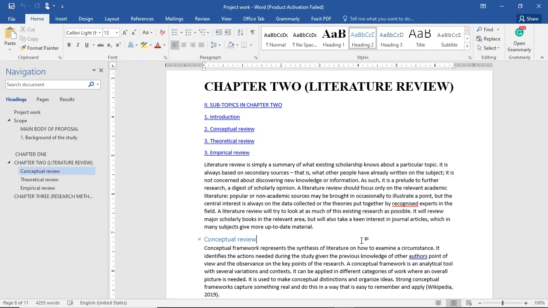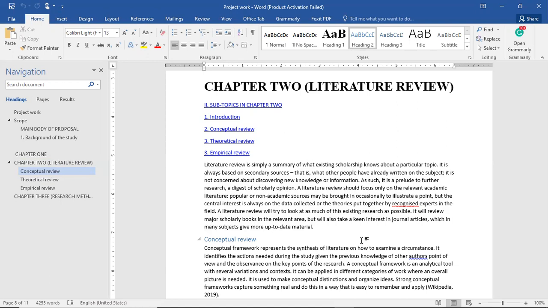Now, the literature review reviews major scholarly books in these relevant areas. Journals, articles, papers, research papers, books, and so on. That is what the entire literature review is about. So that is what the introduction must capture.